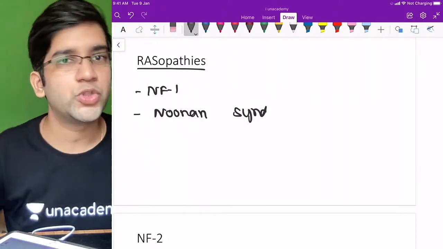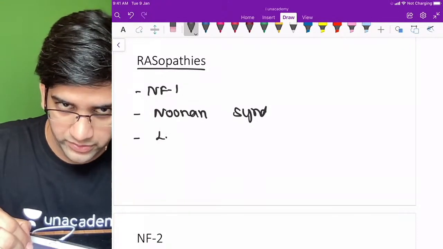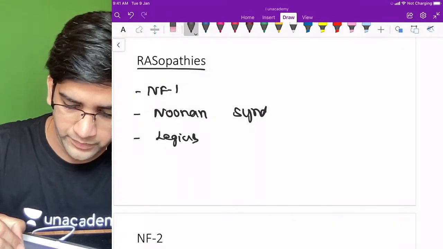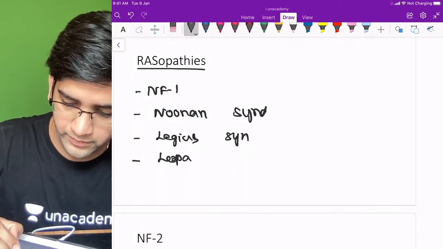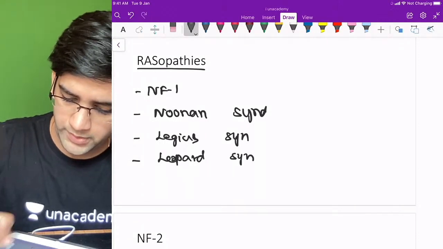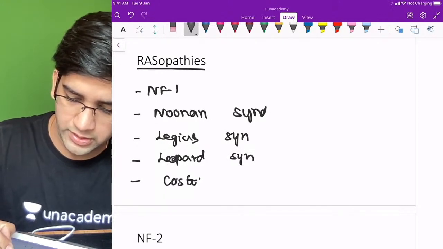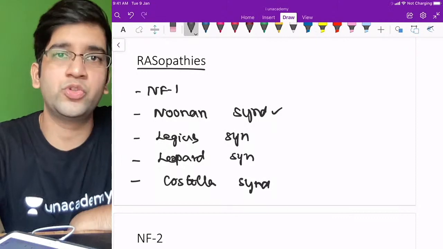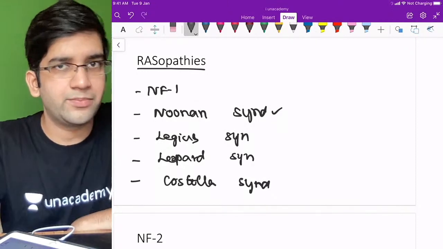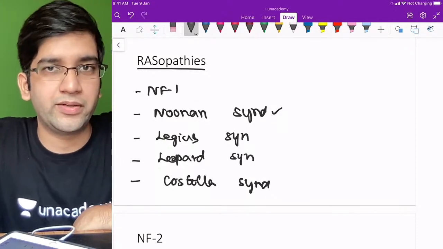A few of them, I just know the mutations, right? A few of them are named. I have Legius syndrome, LEOPARD syndrome, Costello syndrome. Fine. One thing which came in JIPMER was Noonan syndrome. Noonan syndrome is a rasopathy. Hopefully, if something comes on a similar basis, you should be able to answer it.